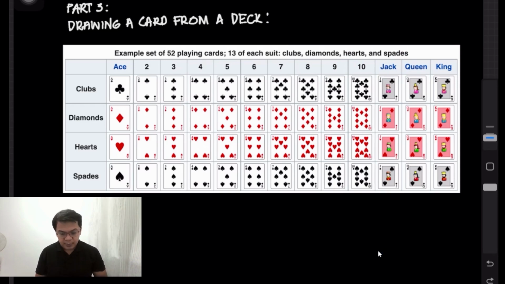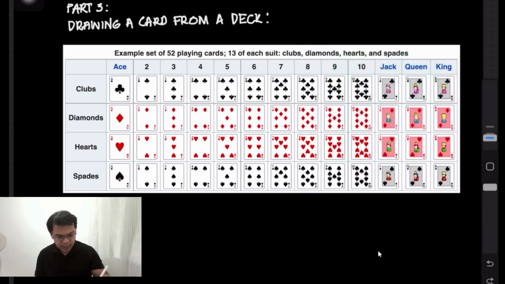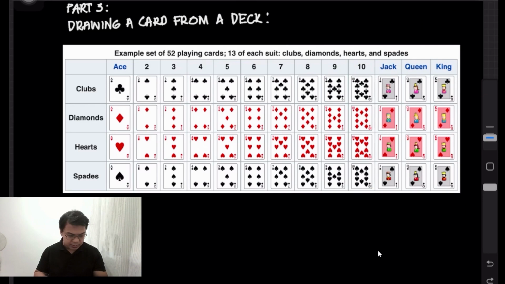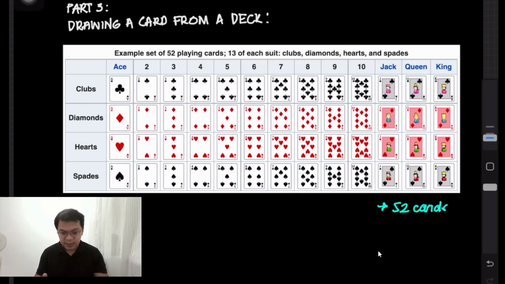If we're working with a standard deck of playing cards, that means we have 52 cards in total. 52 cards. That's all the cards that you have in a standard deck of cards. That is to say, we don't have the jokers in that, so we're not going to consider that in calculating the probability of drawing a card from a deck.